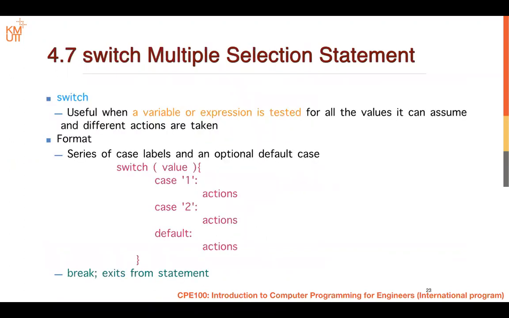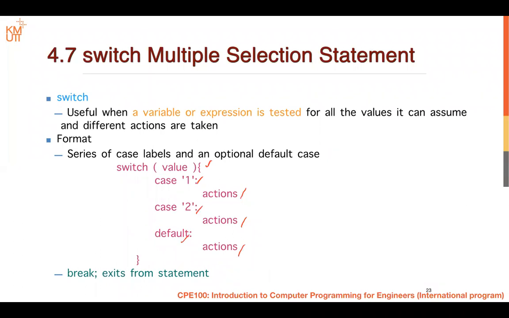Okay, the next one is the switch multiple selection. Sometimes you may need to check more than one condition. So switch is useful when a variable or expression is tested for all the values it can assume, and different actions are taken. For the switch case, you can use switch (value), where value is a variable. And if you want to check whether value is equal to 1, you can use case 1 or case 2. For case 1 we do this action, for case 2 we do that action. Otherwise, you can use default and then actions.